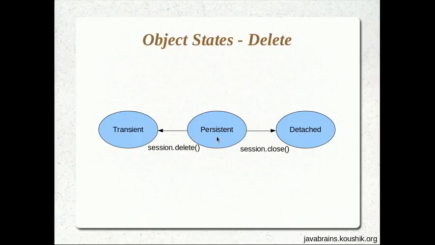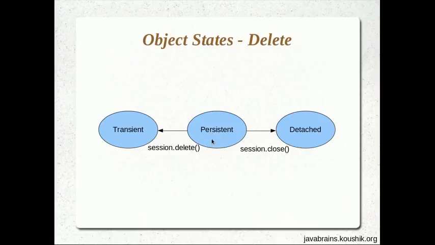Delete again has two flows. Once your object is in a persistent state, of course an object can be in a persistent state either by using a new and a session.save, or by using a get, resulting in an object with a persistent state. Now this persistent object will go to a transient object state when we do a session.delete. Now why is it transient? Because once you have a persistent object, you have a corresponding representative of that object as a record in the database. Now when you do a delete, the record in the database is no longer going to be there.